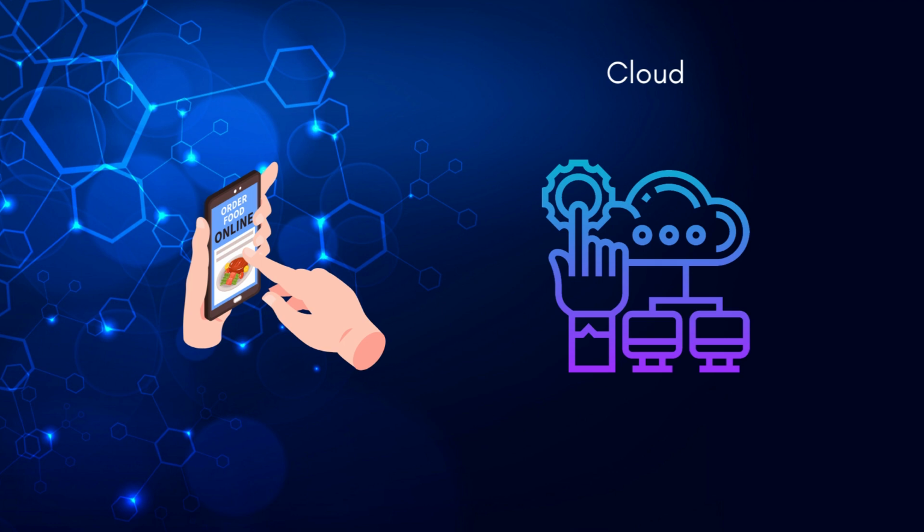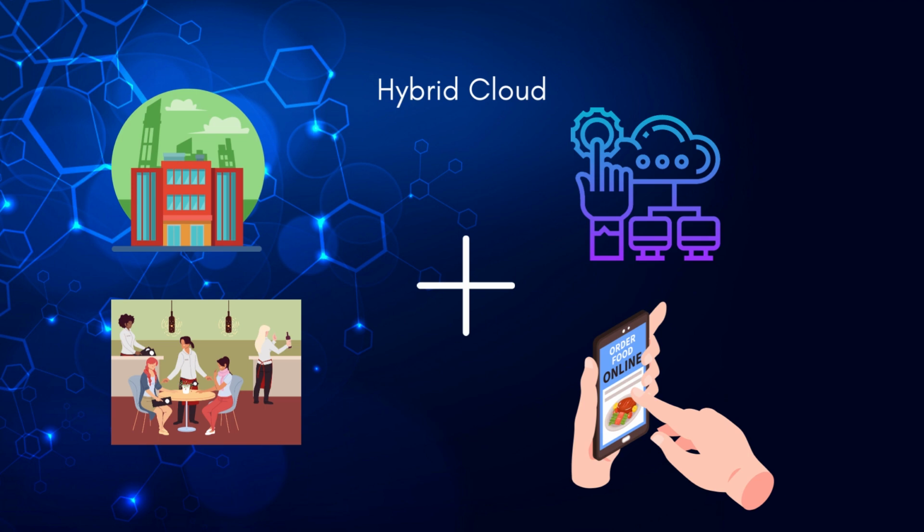That's your cloud. And then your hybrid cloud, which most restaurants now, especially after COVID, you can go in person, you can order online. Everything keeps flowing, right? That's your hybrid cloud, mix of the on-prem and the cloud.